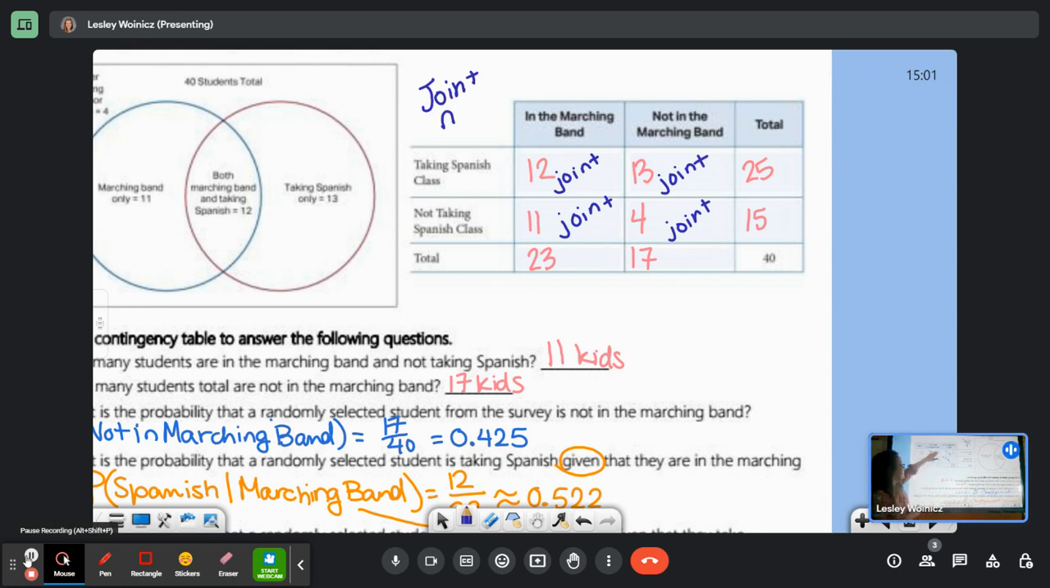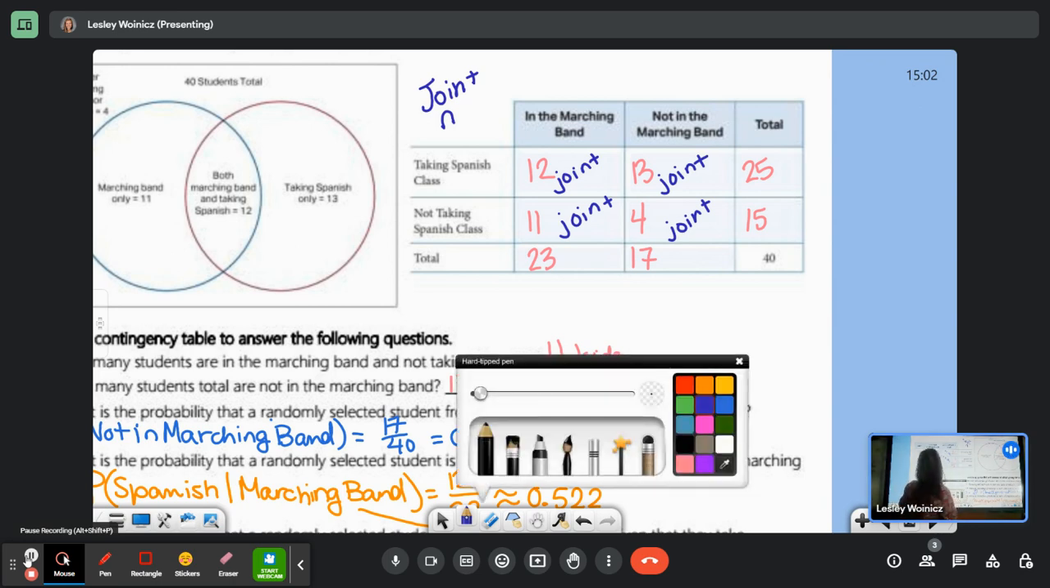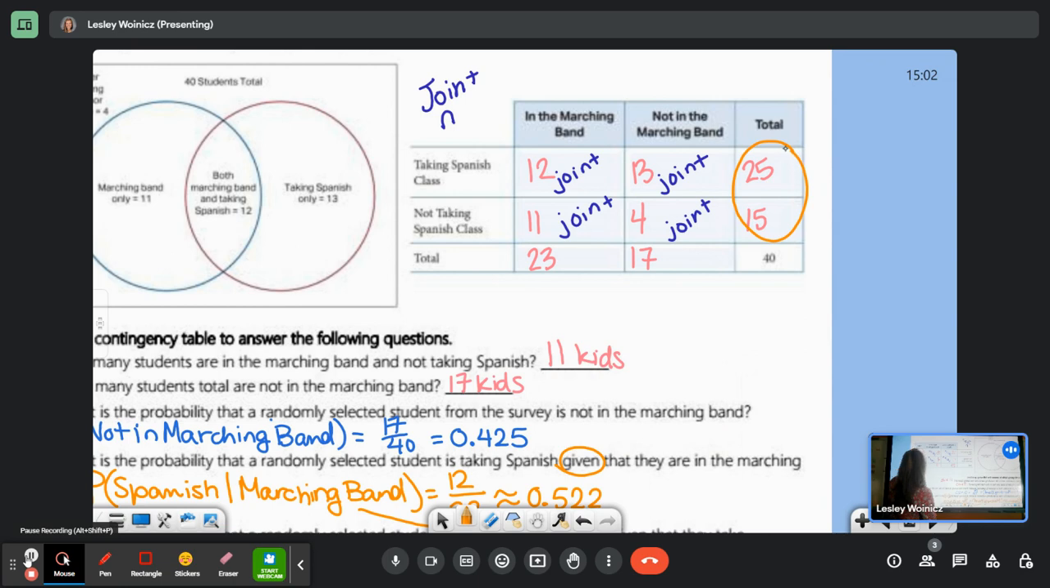Okay, so the 13 is the intersection of Spanish and not in marching band, right? The 11 is the intersection of in the marching band but not taking Spanish. Does that make sense to everybody? Those are the intersection of those. The other ones, like you said, are marginal frequencies. These are marginal.